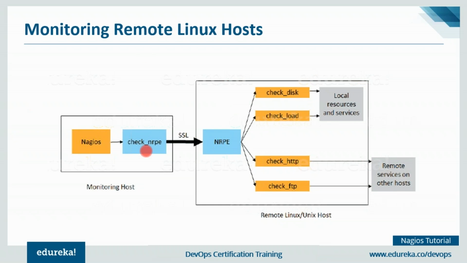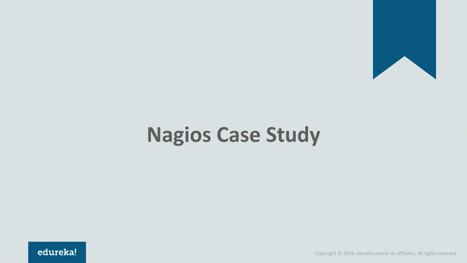You have a check_NRP plugin residing in the host machine. You have NRP daemon running on the remote machine. There's an SSL connection, right? And this NRP plugin basically helps us to monitor that remote machine. That's how it works. Let's look at one very interesting case study.